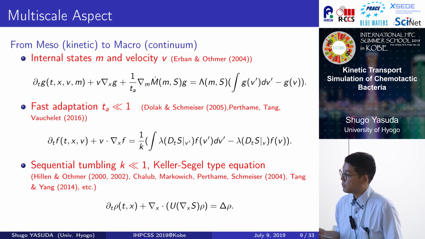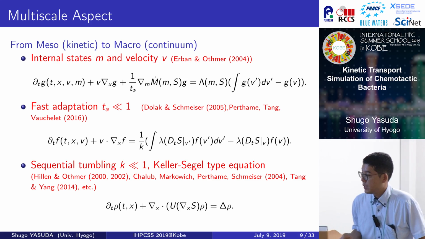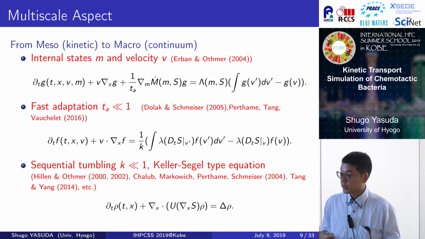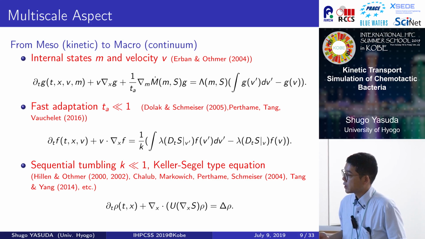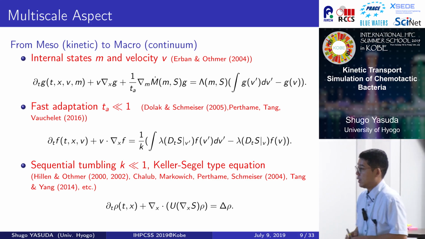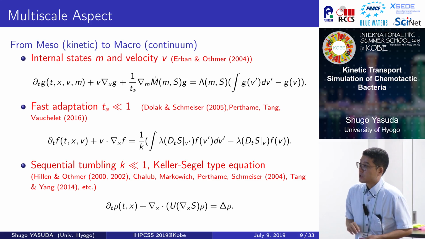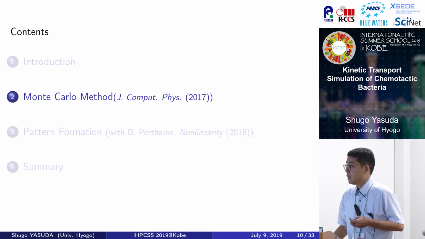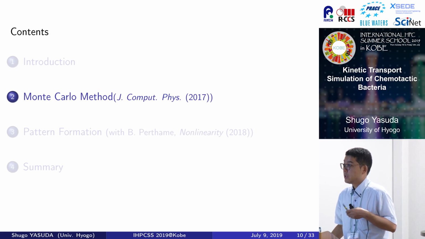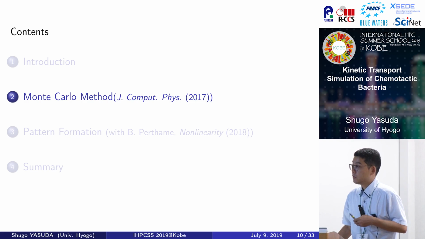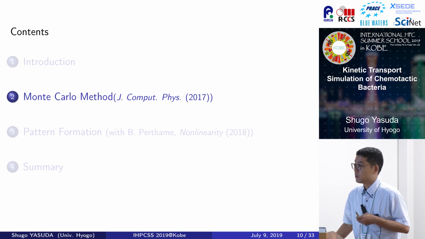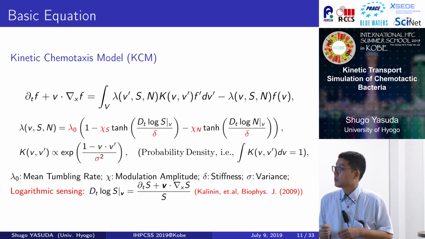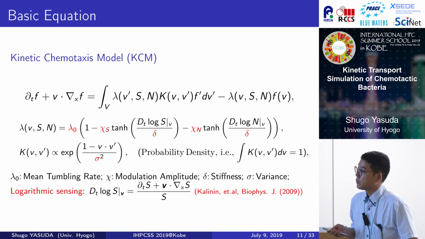Here, the velocity v is also integrated out. And u is the drift velocity of the collective motion of bacteria. And this drift velocity depends on the spatial gradient of chemical cues. This is the important aspect of the kinetic transport equation. The multiscale aspect is important. And this is the reason that I use the kinetic transport equation to understand the multiscale mechanism in the collective motion of bacteria. So next, I would talk about the Monte Carlo simulation based on this kinetic chemotactic model.